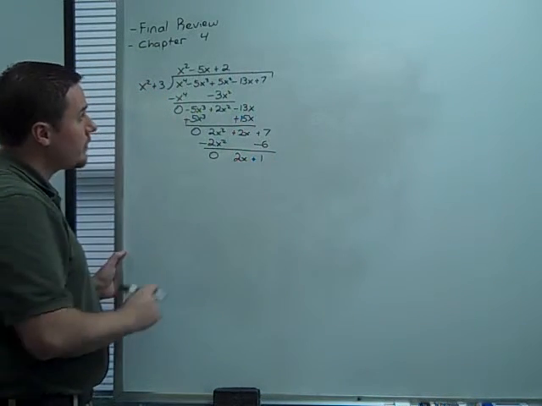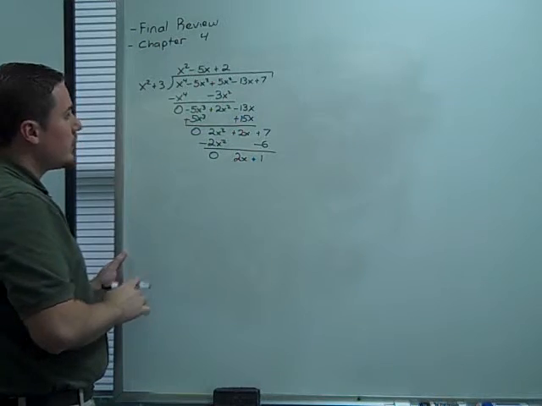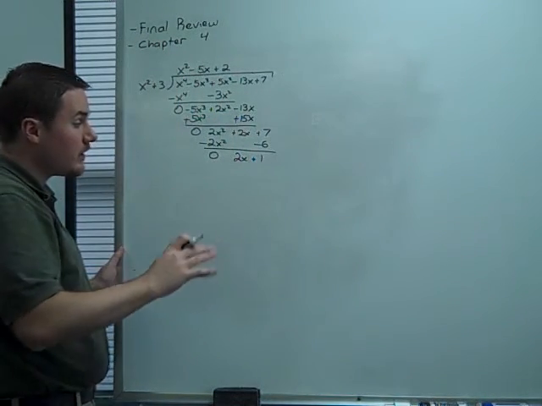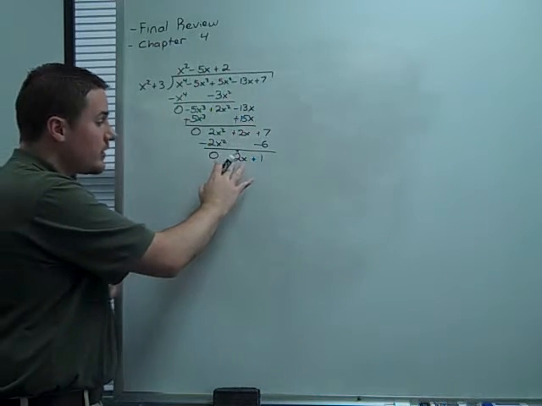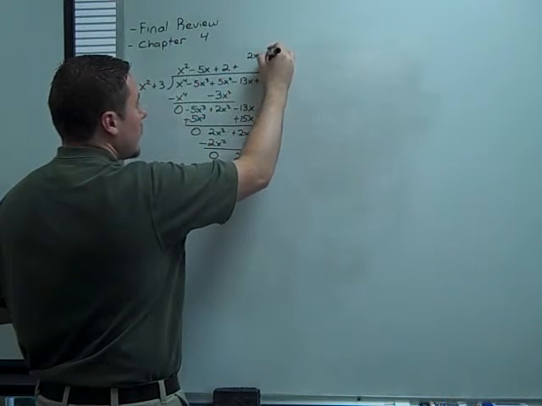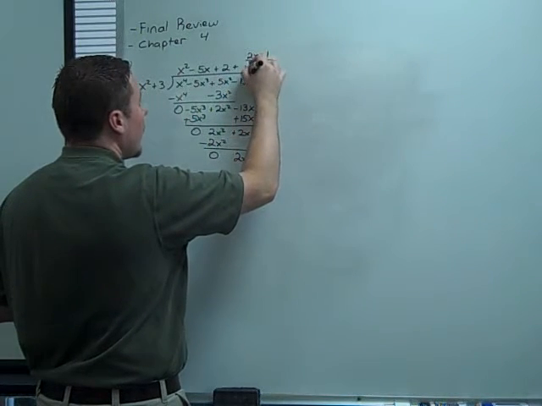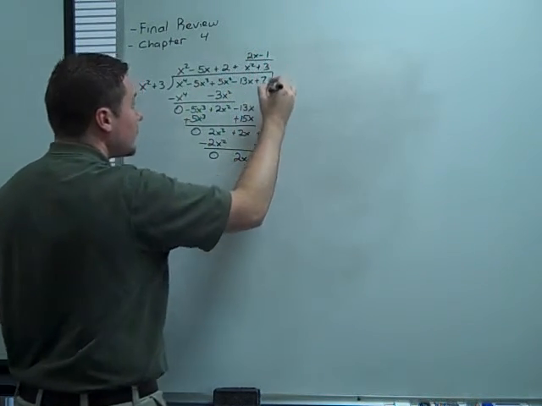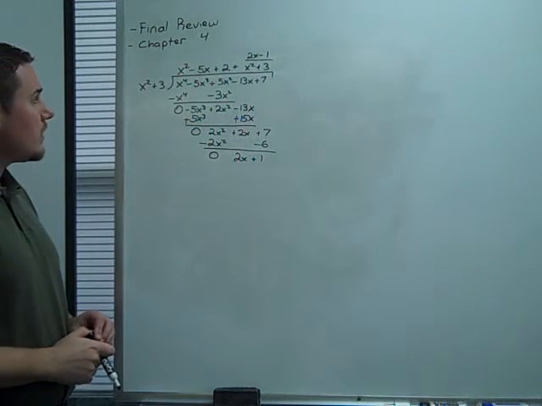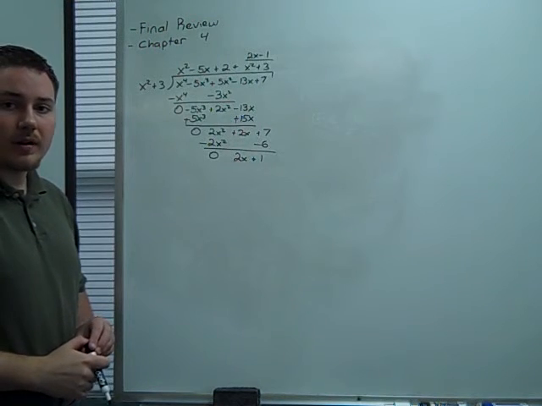So my remainder, because I can't divide any further, x squared doesn't go into 2x. I've decreased all the way down to a constant, so I'm done with the division part. I just need to write my remainder. My remainder is 2x minus 1 over x squared plus 3. So the result of this division is x squared minus 5x plus 2 plus 2x minus 1 over x squared plus 3.